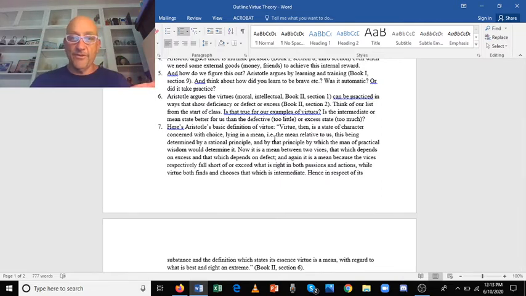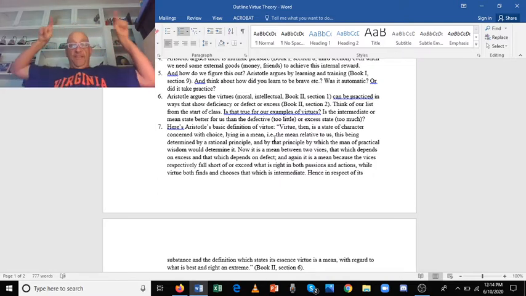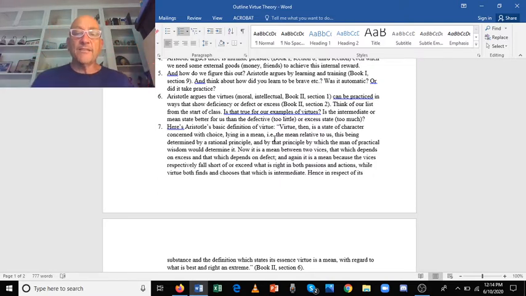So his definition of virtue: it's a state of character. So it's a description of your agency or identity, right? It's a character trait, but it's a state, a holistic picture of who you are. The state of character concerned with choice, so you've got to pick it, and we'll say more about that in a second. Lying in a mean, that's what we've been trying to get at, that midpoint. The mean relative to us, so it's a human feature.